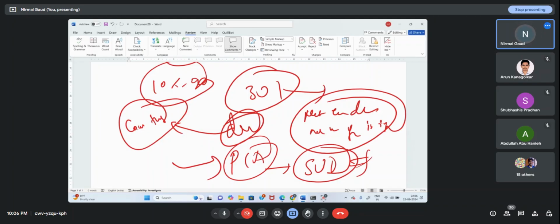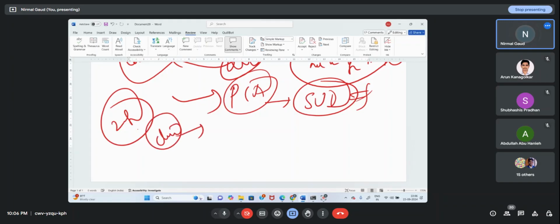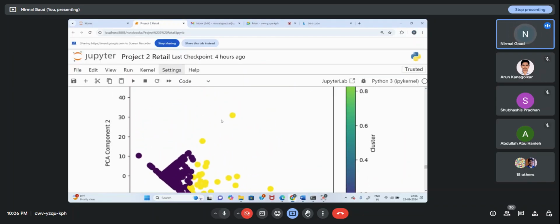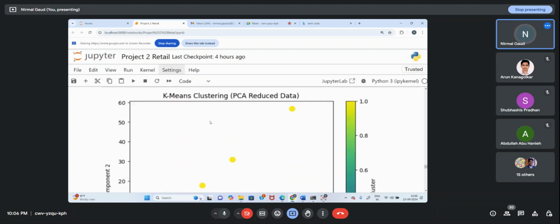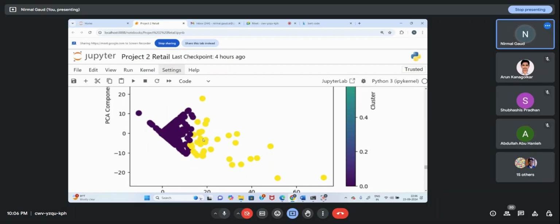I did apply the PCA. So two components I took, two features I took, which are giving the highest information. Then I made the cluster, in which cluster they are present. So here is the plotting. Here I plotted in which cluster they are present. So two clusters. Okay, fine. One is blue, one is yellow. These two clusters I'm getting.